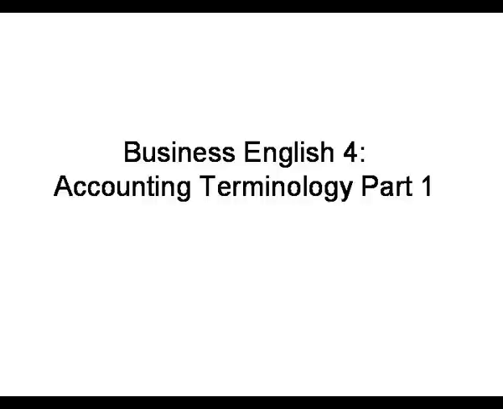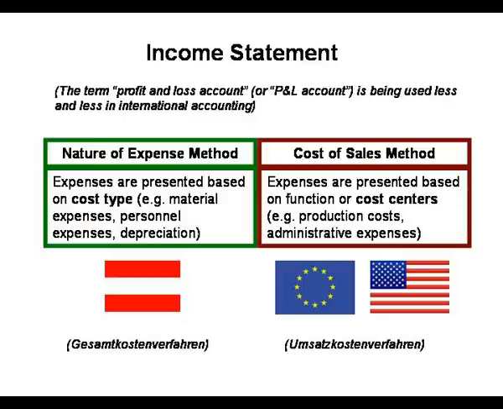We're going to continue with the last installment of our accounting terminology section. And I'm going to pick up right where we left off at the end of last week, which was in regards to the income statement. We basically talked about the difference between the nature of expense method and the cost of sales method, which are two different methods through which we can present the operating section of our income statement.